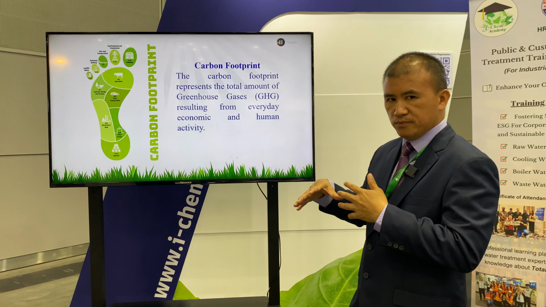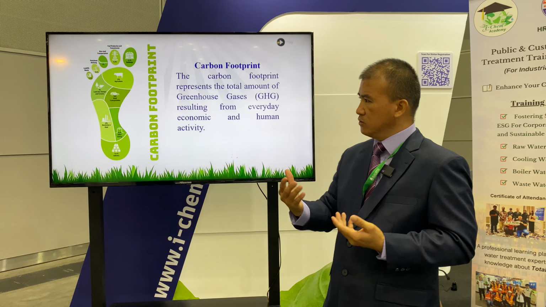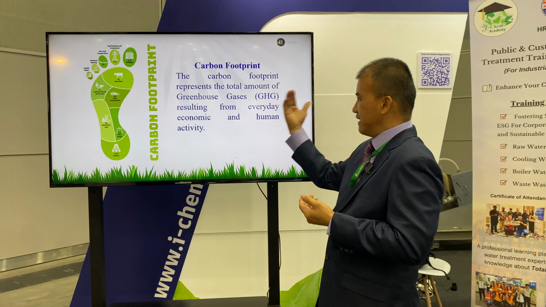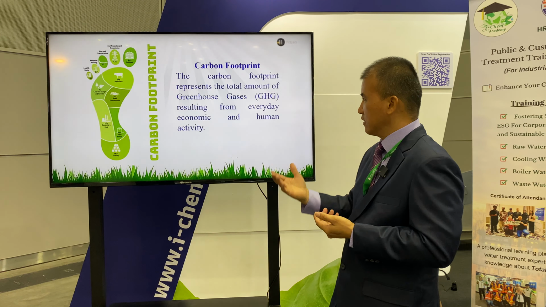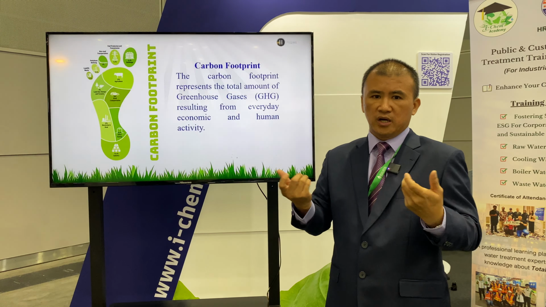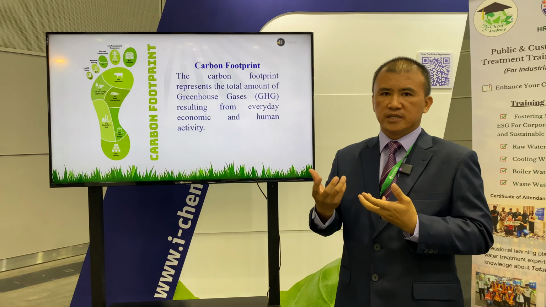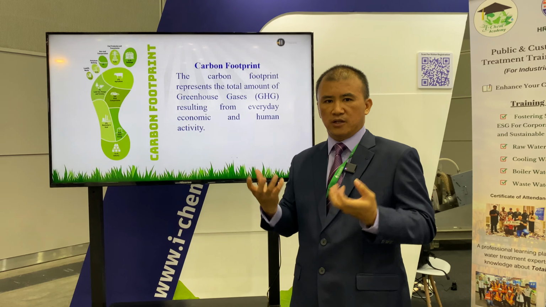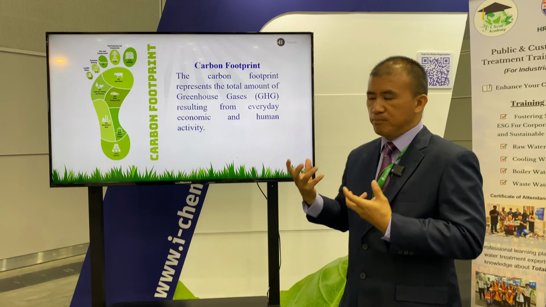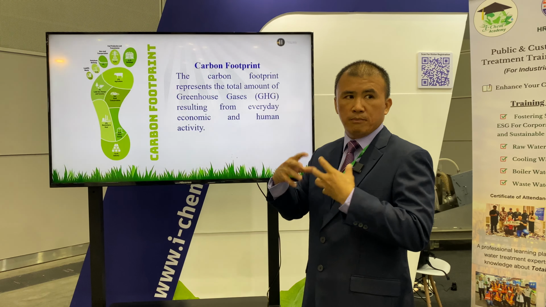So when you're talking about sustainability, then we need to talk about carbon footprint. So what is carbon footprint actually? The carbon footprint represents the total amount of greenhouse gases, or we call GHG, resulting from everyday economy and human activity. For example, we drive our car, we use the vehicle every day. So the fuel that we use in our vehicles releases a lot of carbon dioxide. So this is the main problem that will increase the GHG in the atmosphere.